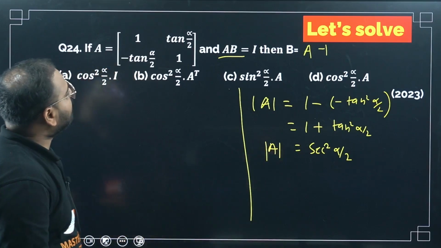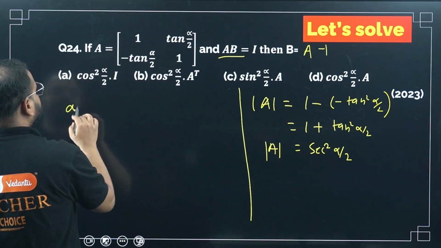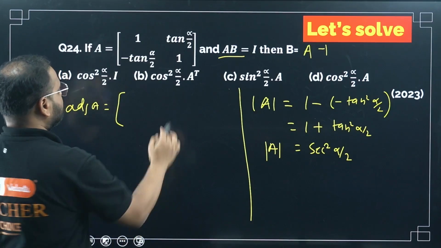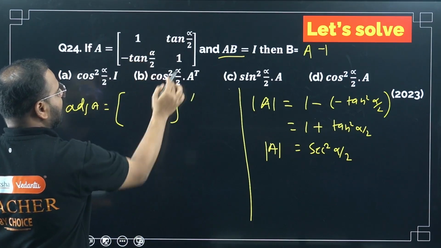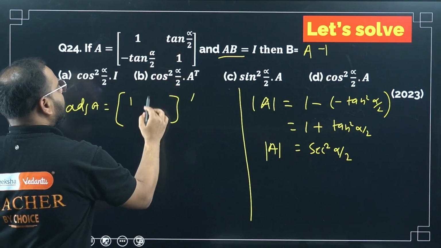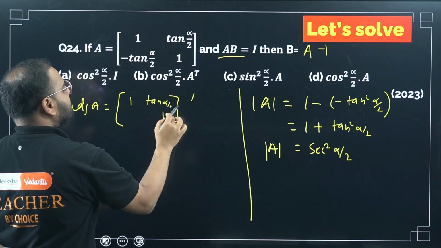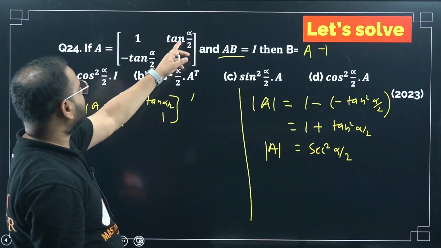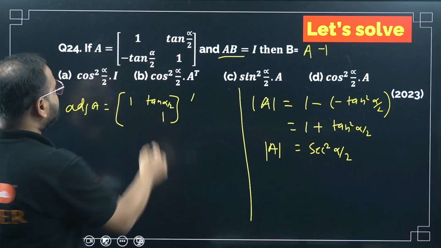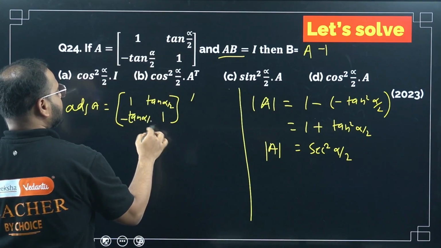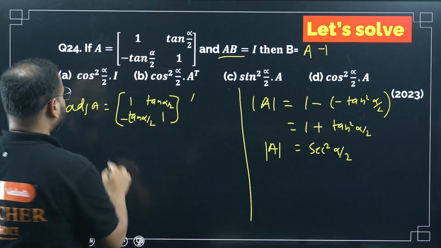Now we have to find what? Adjoint. Let's find the adjoint. Adjoint will be the cofactors transposed. For this one, I'll get 1. Again, for tan alpha by 2, what am I going to get? Plus tan alpha by 2. Right or not? And for this minus tan alpha by 2, I'll get minus tan alpha by 2. Yes or no? Take the transpose again.